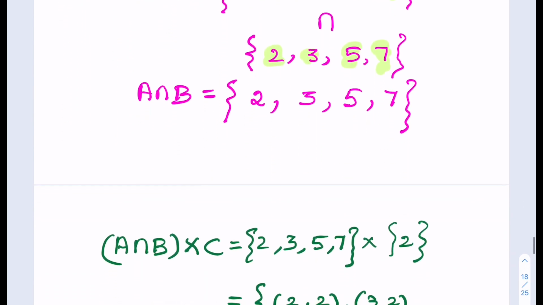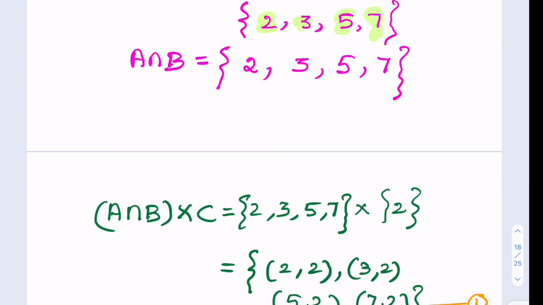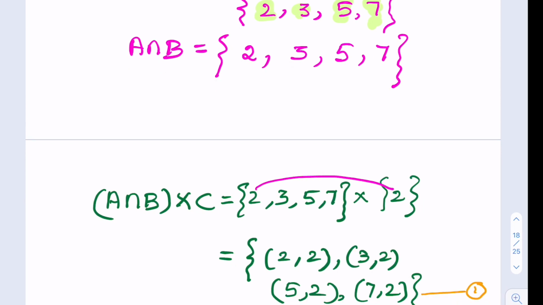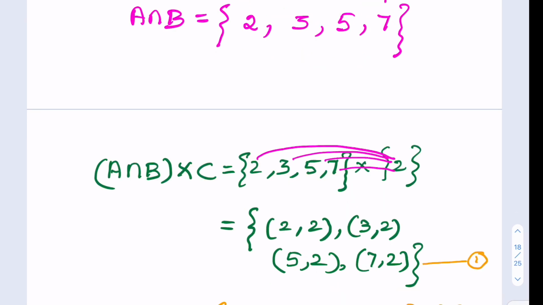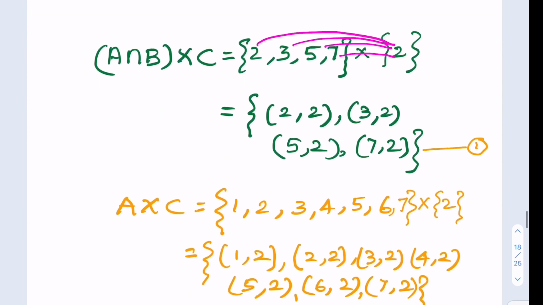So next we go to find out A intersection B cross C. So now cross product. We have to find the ordered pairs between these two sets: (2, 2), (3, 2), (5, 2) and (7, 2). So let us name it as equation 1. Now let us go and find the other side of the equation.